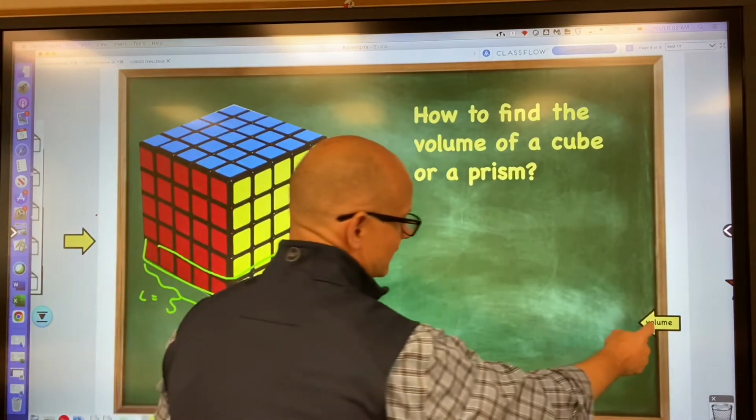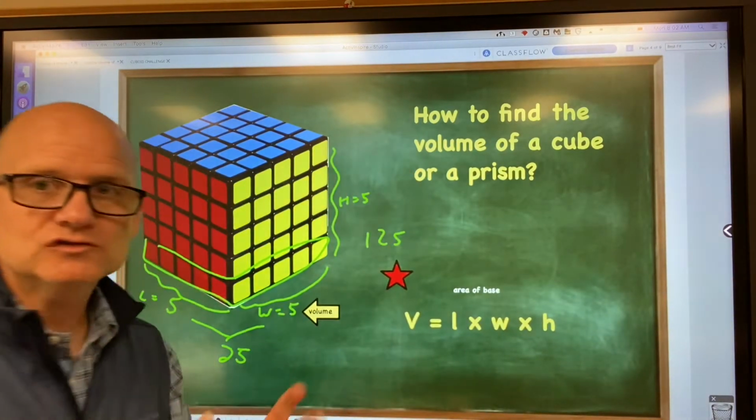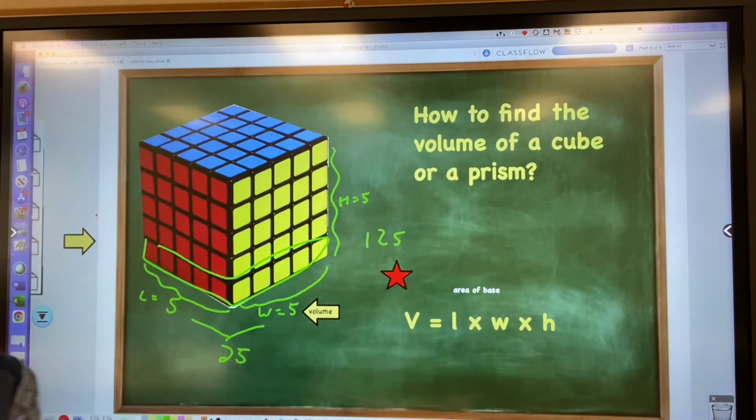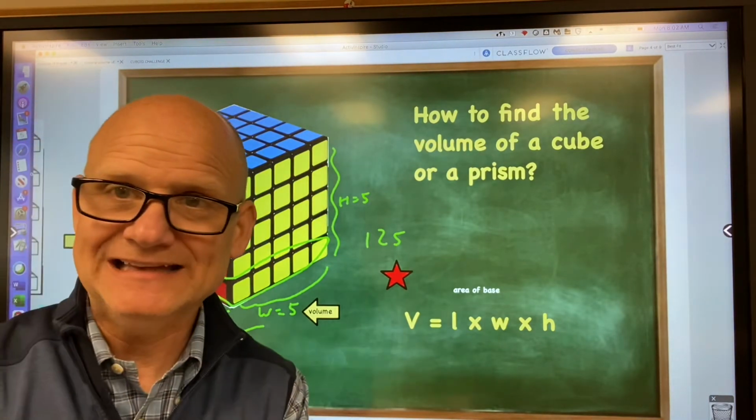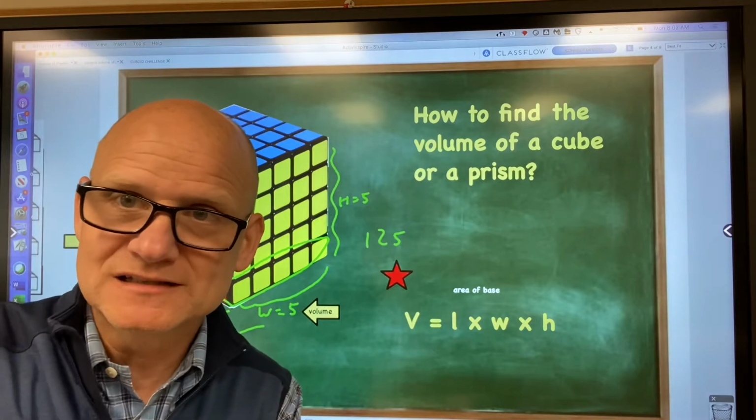So to find the volume of anything, you just want to know the area of its base and multiply it by its height. Once you do that, find the area of the base and then times the height.